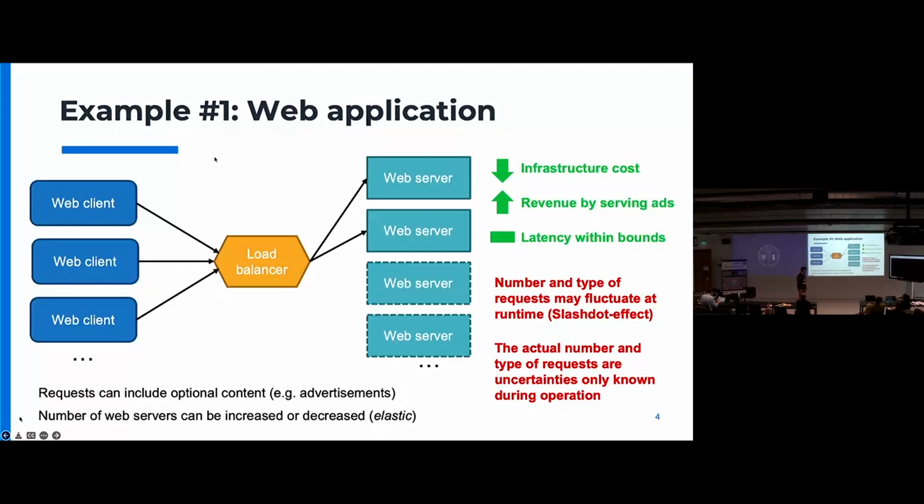So the number and the type of requests, we call them uncertainties, that are only known during operation. You might have an idea about them while you design your system, and this lets you pick, for instance, a range for the number of servers. But you don't know exactly what will happen. So these are uncertainties, and this is one motivation behind runtime change. You want to change your system at runtime because of those uncertainties, okay?